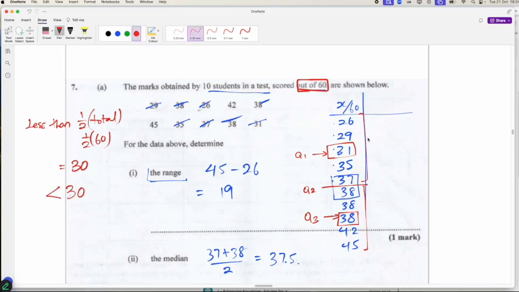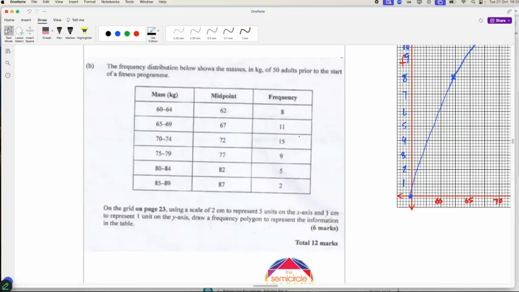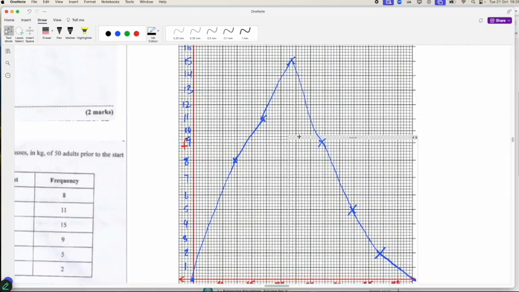How many students got less than 30 here? 2 students, yes. So the probability of choosing a student that got less than 30 will be what we want. That is students less than 30, 2 students over the total, which is 10 students. The probability will be what? 1 in 5. We have one here that does require a graph.